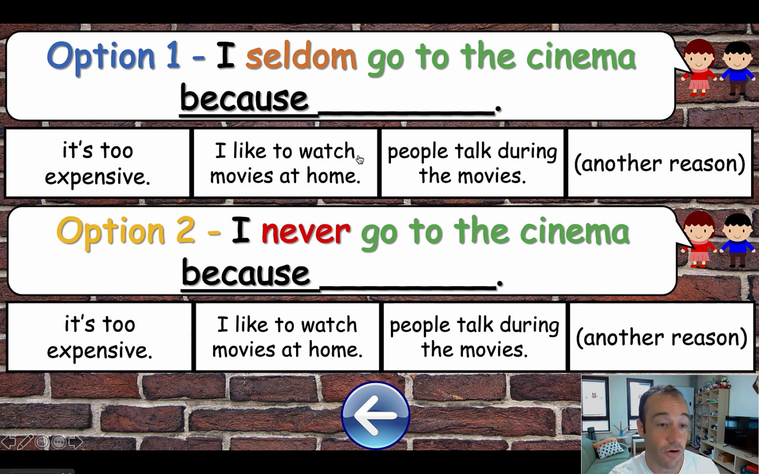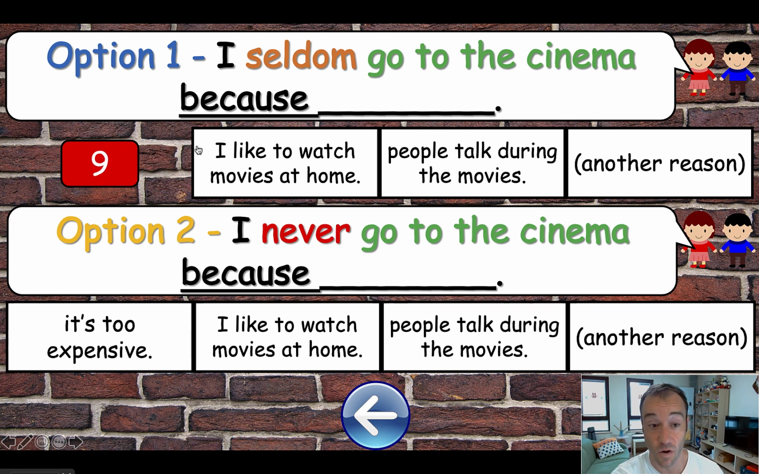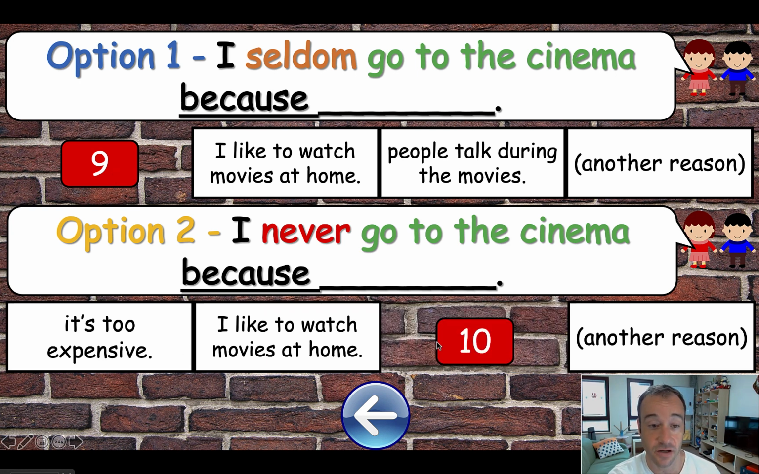Again, you can see that it's much harder here. There are other words here. It's too expensive. I like to watch movies at home. People talk during the movies. Or another reason. And here, the points are much higher because they're just going to click one. So if they say they seldom do something, they're going to just choose one of these. Or never, they're going to choose just one of these. So these are essentially much higher.